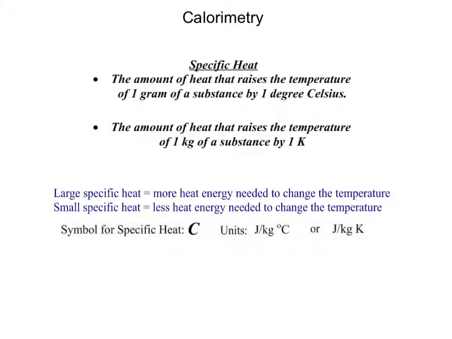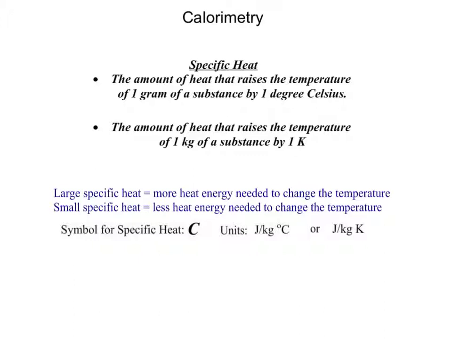So everything has its own specific heat. A substance with a large specific heat requires more heat energy to change the temperature. Something with a small specific heat needs less heat energy to change the temperature. So heat is energy, okay? It's thermal energy. Specifically, it's the energy that's transferred between a hotter object and a colder object. Specific heat is a property of an object. It doesn't use the word heat in the same way.